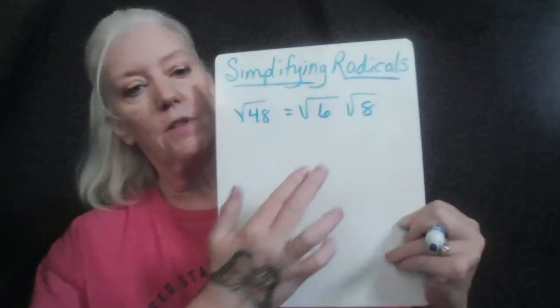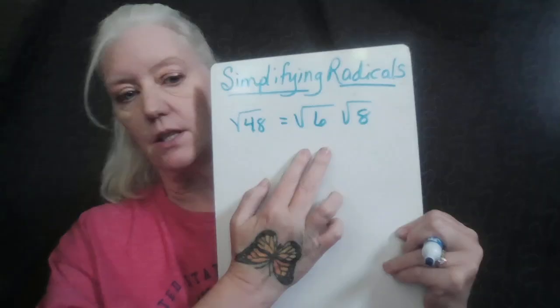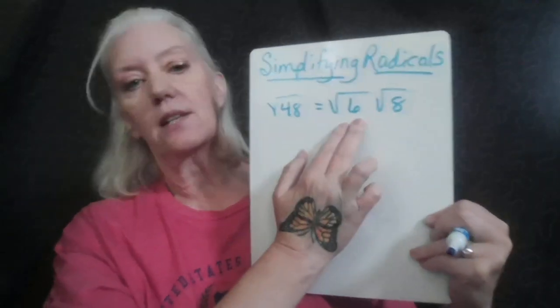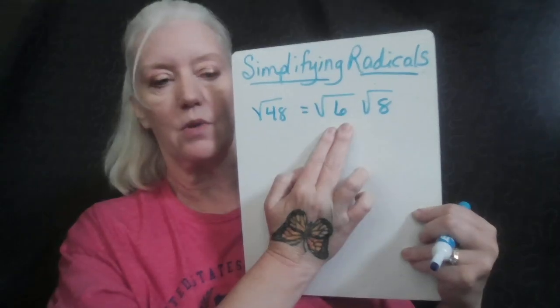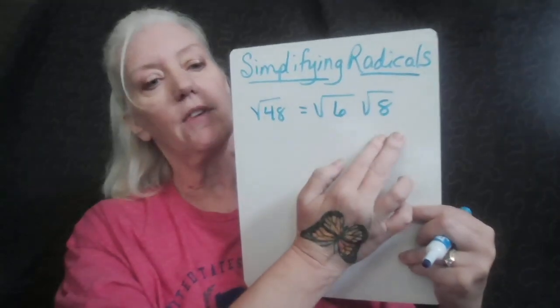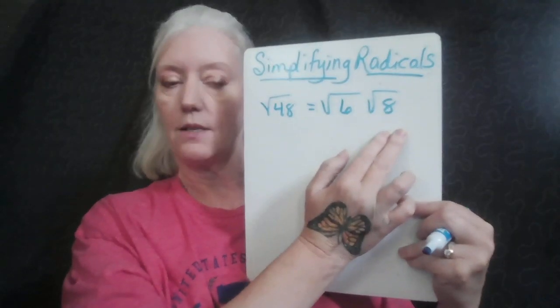Okay? With my 6, I'm going to leave it alone. Here's why. 6 does not have a perfect square in it. 6 is 2 times 3, and neither 2 or 3 were in that list. 8, however, has a 4 in it. 4 is a perfect square. So I'm going to do this.